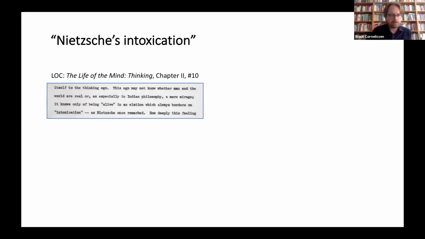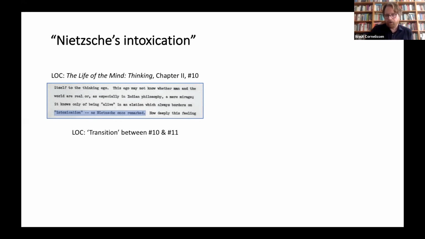So Arendt is writing about the thinking ego, and she writes, this ego, the thinking ego, may not know whether man and the world are real or, as especially in Indian philosophy, are a mere mirage. It knows only of being alive in an elation which always borders on intoxication, as Nietzsche once remarked. Now, this is the word, it's in quotation marks, this is the word I'm talking about.